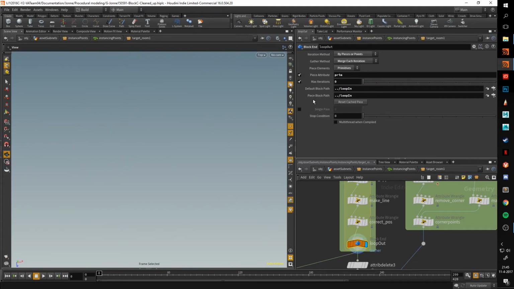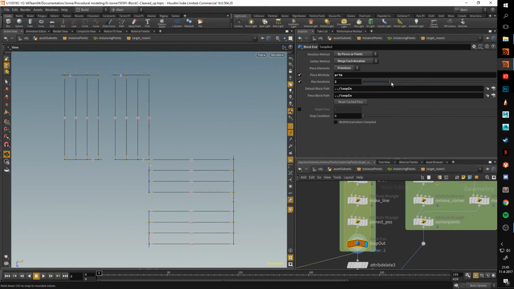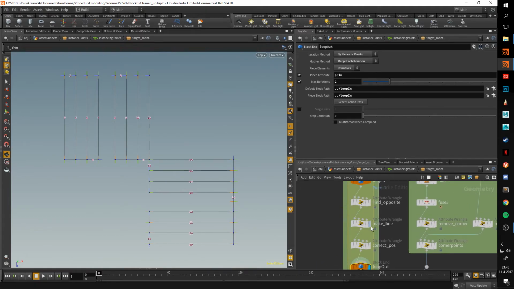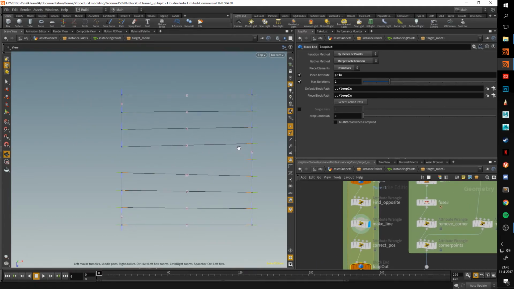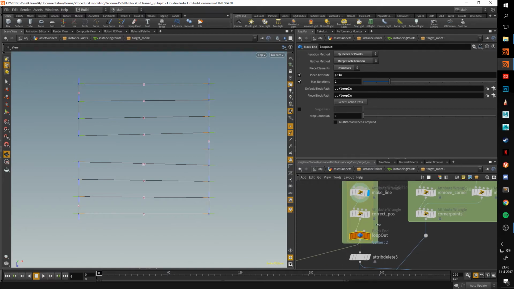Let's see, where can I find this primitive? Yeah, there we go. Here you can see that these lines are kind of crooked. They're not straightened out, which is what I correct in the obviously named correct position.